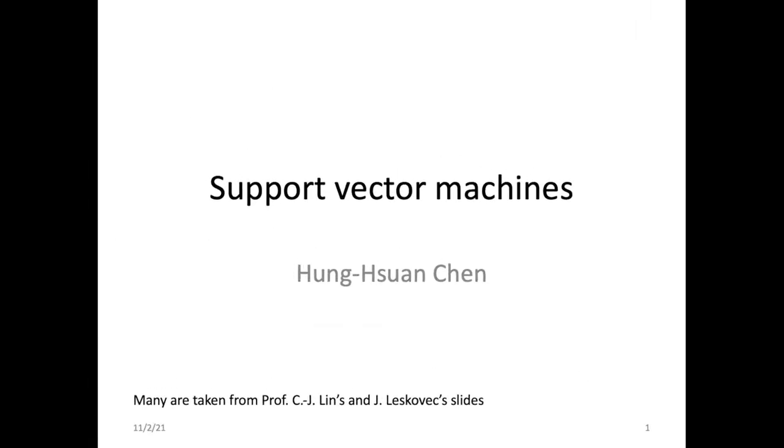Okay, we move on to the next topic. Now we are going to talk about support vector machine, or SVM.